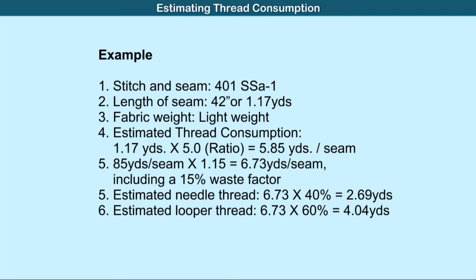515 is a mock safety stitch, and that is a 4-thread overlock. Here the factor will be 12 to 17, and 55% will be the needle thread and 45% will be the bobbin thread. Next is 5-thread overlock, stitch number 516, the safety stitch. The factor will be 17 to 23, and here needle thread will be 37% and bobbin thread will be 63%.